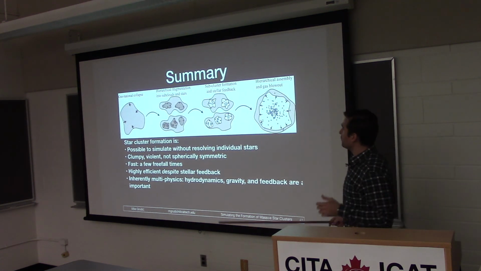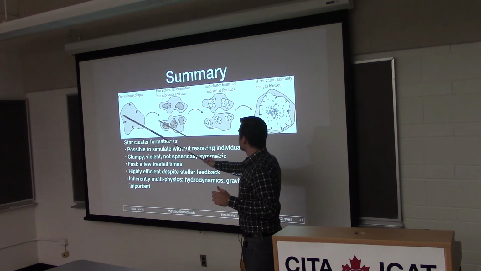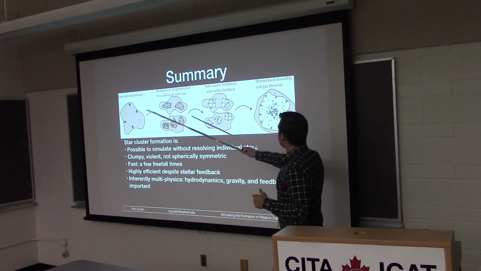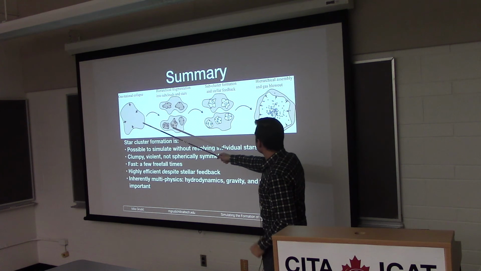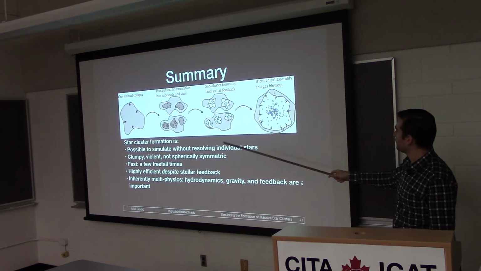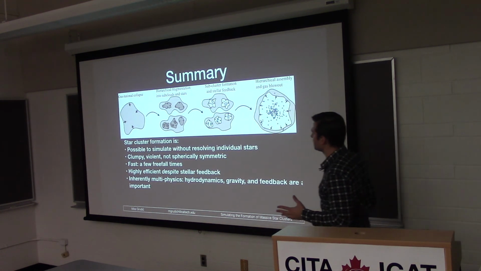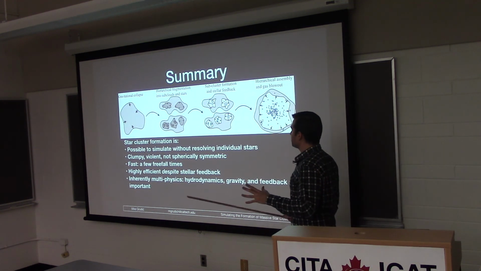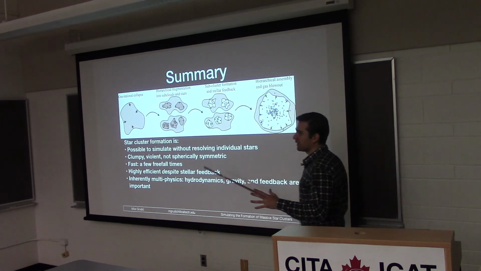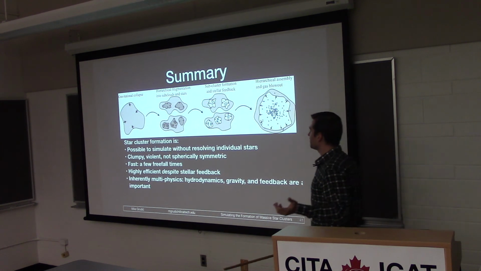So to summarize, we've settled on this picture of massive star cluster formation where we have fragmentation, collapse, we form stars and subclusters. These subclusters assemble into one big star cluster, and feedback ultimately blows out some fraction of the initial gas mass. So we can do this problem without resolving individual stars and still get things that look very much like actual young massive clusters.